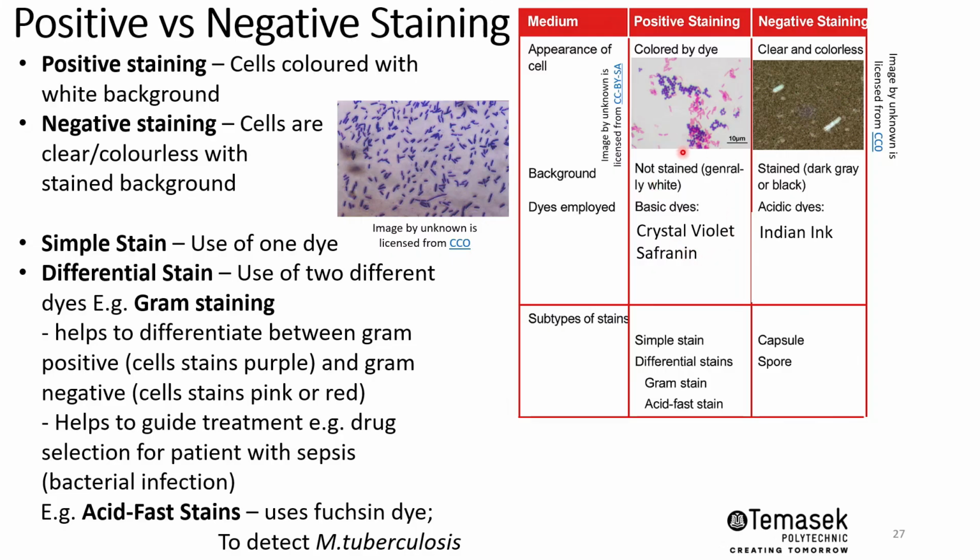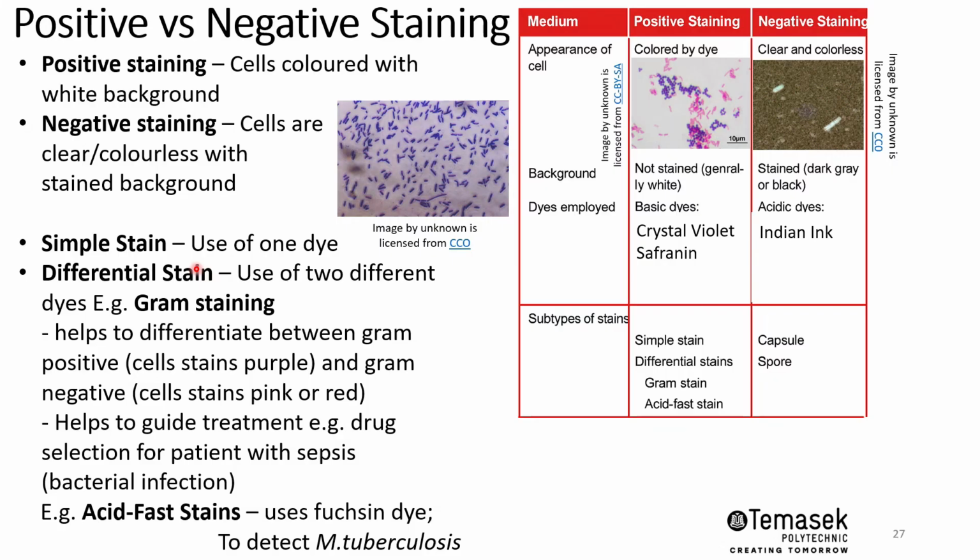In negative staining, cells are in fact clear and colorless, they're not stained at all, but the background is stained. You can see here an example where the background is stained either dark gray or black, and we use some of these acidic dyes such as Indian ink.